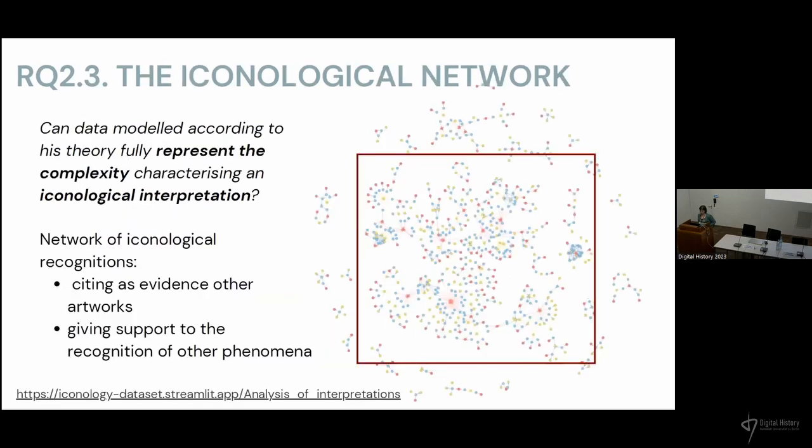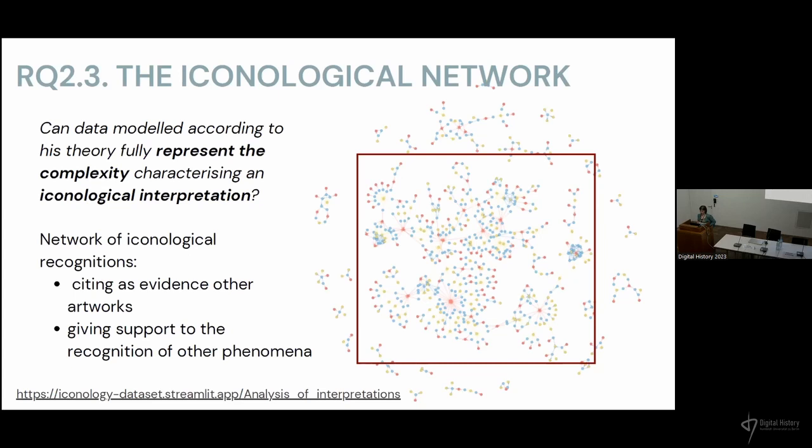And finally, the last question asks if this structure, so this modeling according to Panofsky's theory, can fully represent the complexity characterizing an iconological interpretation, because as you can imagine, a cultural phenomenon identified in multiple artworks puts these artworks in relation, and there is some causal relation in the motivation of discovering phenomena in artworks. A modeling strategy that I adopted to create the graph and to keep track of this dependency, this narrative of the understanding, is to exploit the cito ontology relations. So a recognition cites as evidence other artworks, giving support to the recognition of other phenomena.